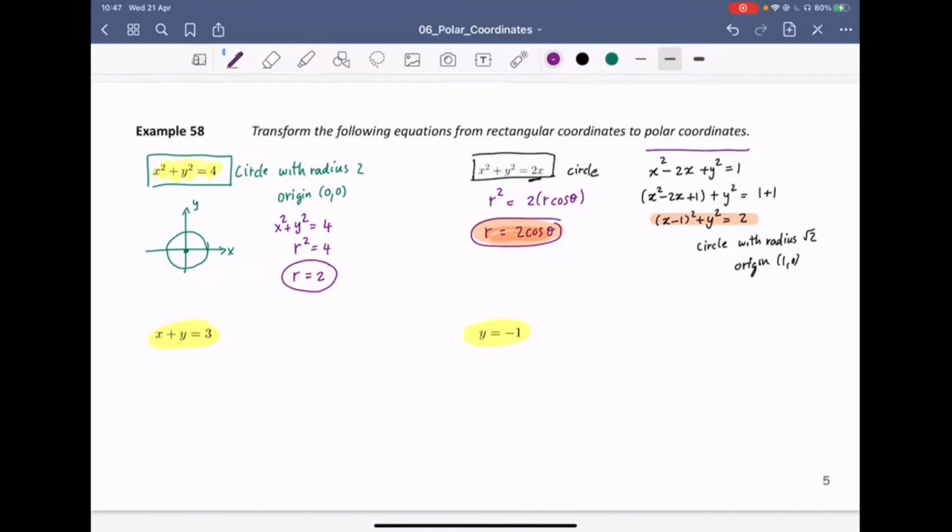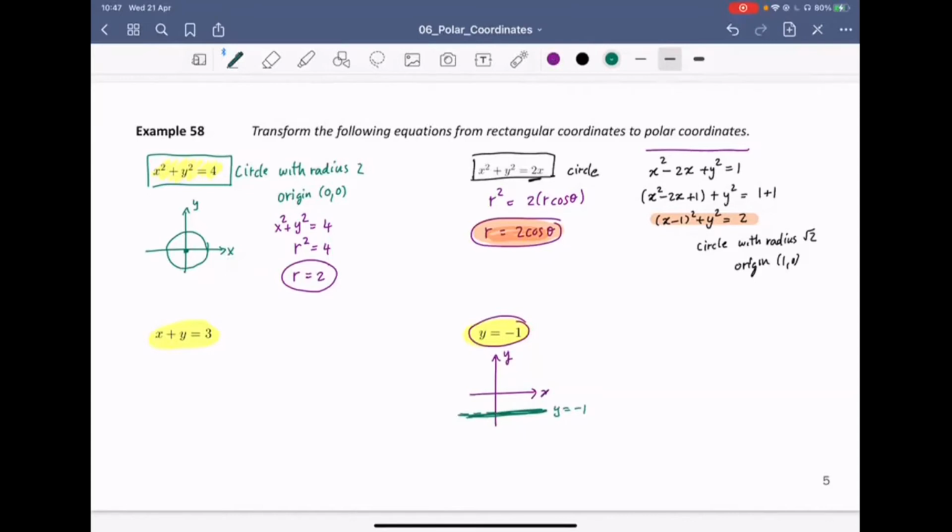So when you do a line in rectangular coordinates, it's easy. But when you do a line in polar coordinates, it's going to be a little bit tough. Look at that: y equal to negative 1. This is so simple in rectangular coordinates because it's just a horizontal line here.